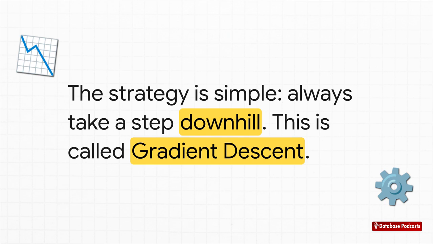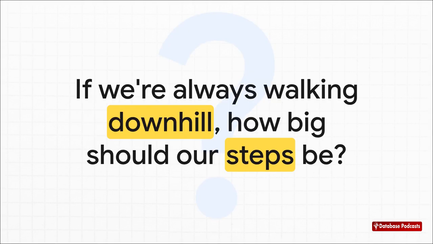So you're stuck in this foggy landscape. What's your strategy? It's pretty intuitive, right? You'd feel the ground, figure out which way is downhill, and just take a step in that direction. And then you do it again and again. This simple process is exactly what an algorithm called gradient descent does. It just calculates the downhill direction and takes a step to make the model's error a little bit smaller. But see, this leads us to the most important question of all. If your only move is to step downhill, well, how big should each of those steps be?